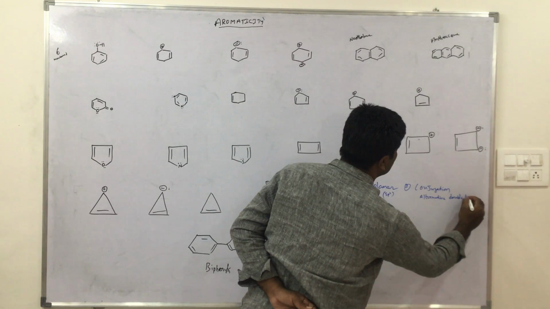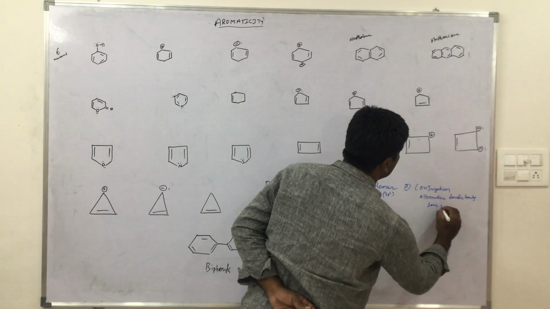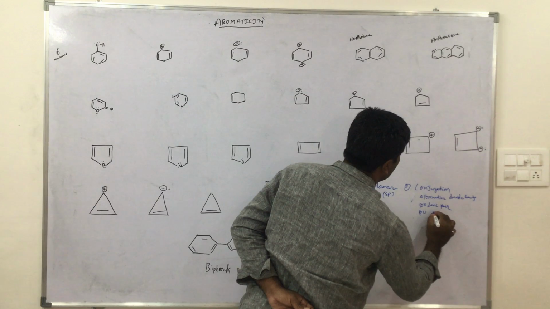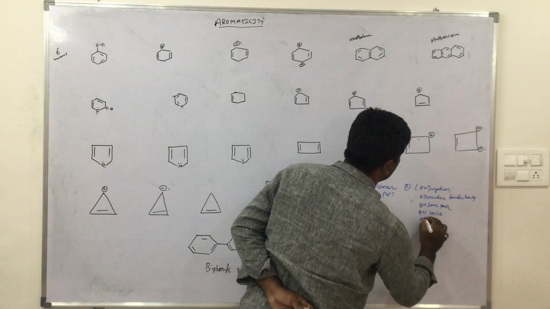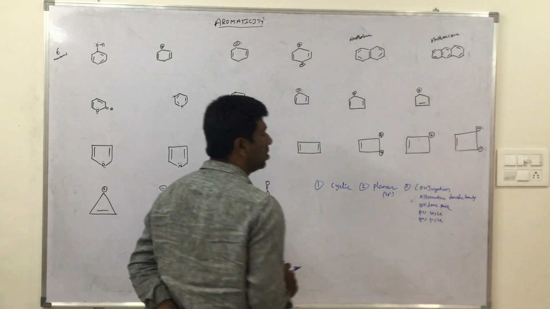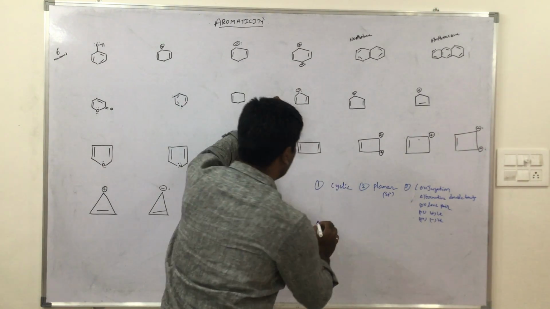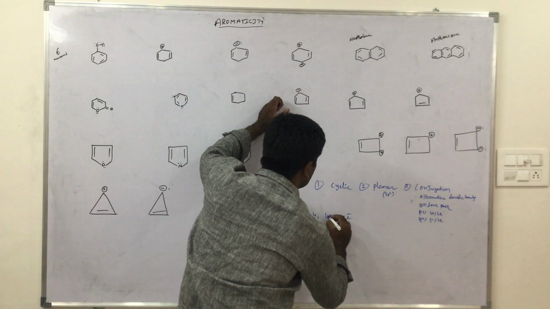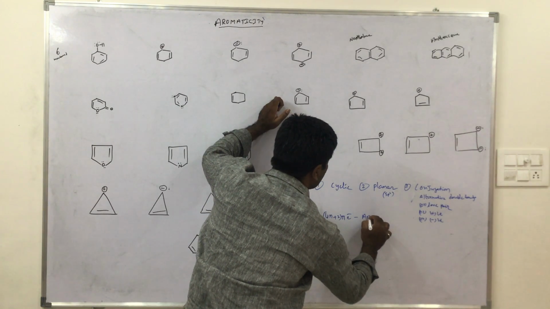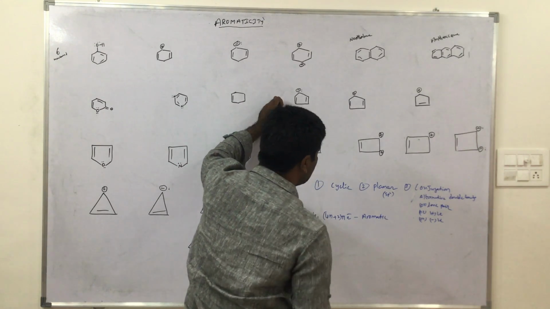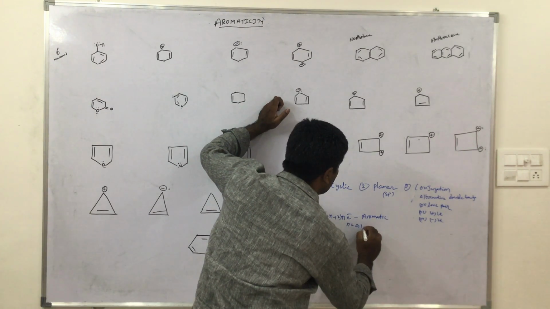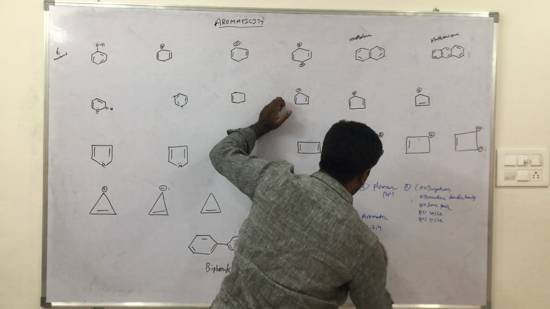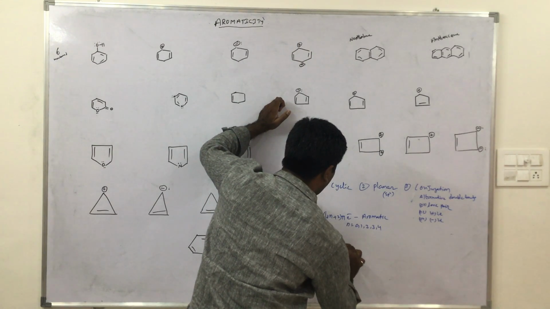Alternating double bonds, or lone pair, or positive charge, or negative charge. Okay, these three criteria. And the fourth one is 4n plus 2 pi electrons. So this is aromatic. Here n is equal to 0, 1, 2, 3, 4. And anti-aromatic has 4n pi electrons only.